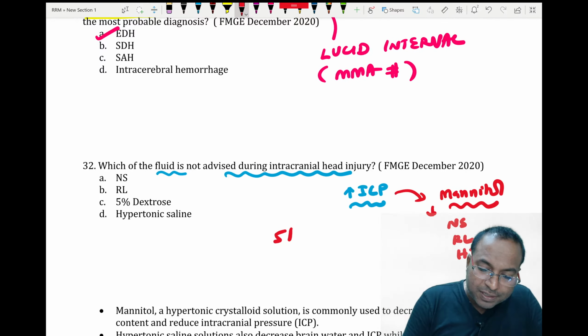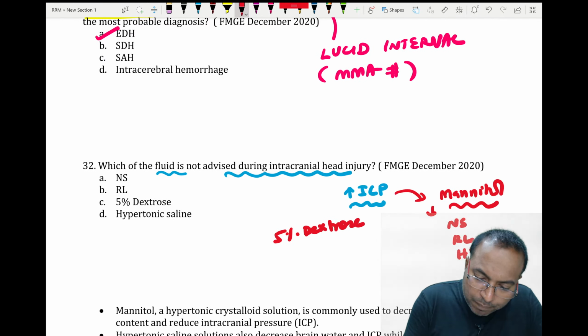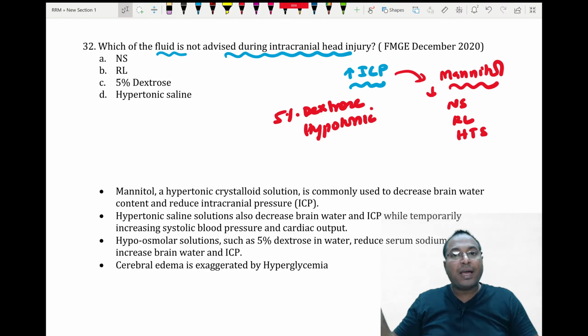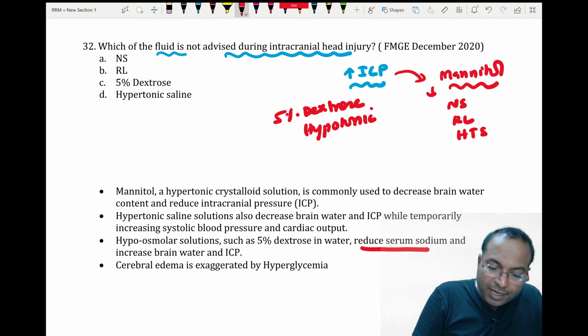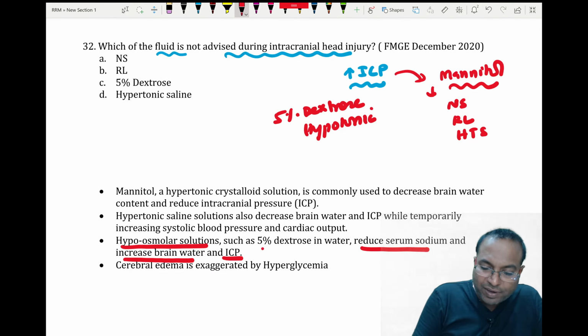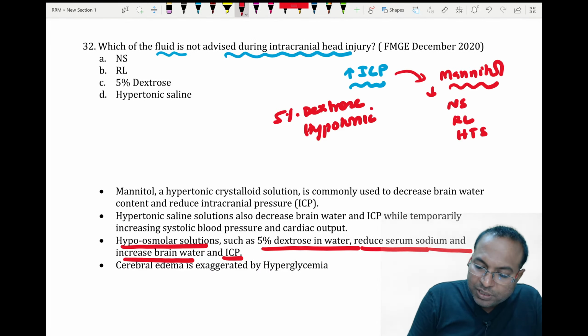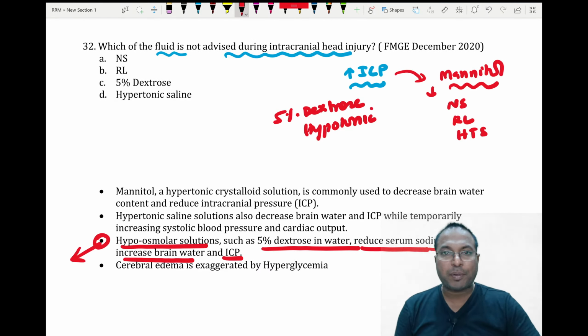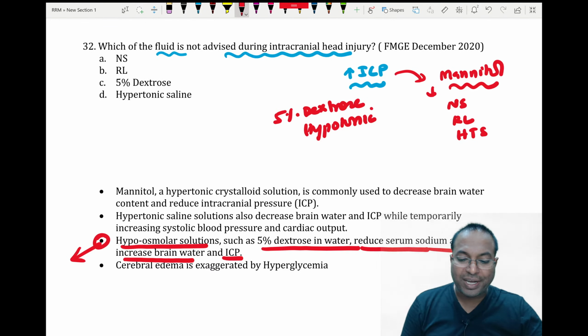But 5% dextrose is a hypotonic fluid. Please remember, it is a hypotonic fluid which will go inside, reduce the serum sodium, increase brain water and increase intracranial pressure. So hypoosmolar solutions such as 5% dextrose in water will reduce serum sodium and increase brain water. So it is highly contraindicated. Hypotonic solutions are contraindicated in head injury because the patient already has high intracranial pressure. We have to reduce the pressure by giving hypertonic fluids or osmotic diuretics.